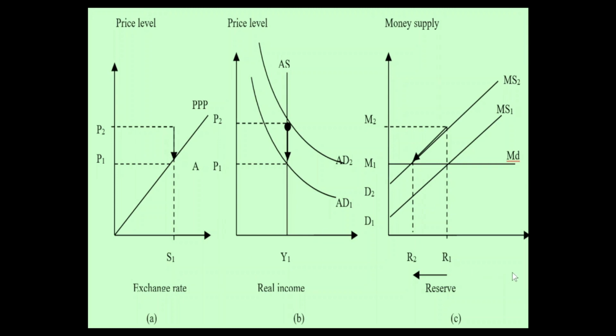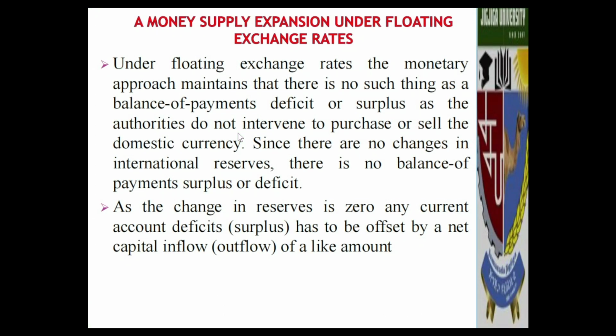And also, when we consider the reserve, the reserve is decreased from R1 to R2. There is a reduction in the reserve and in the money supply. This is the reserve and money supply function. But in the price and real income function, the real income remains the same, but the price is just increased or decreased? It varies.